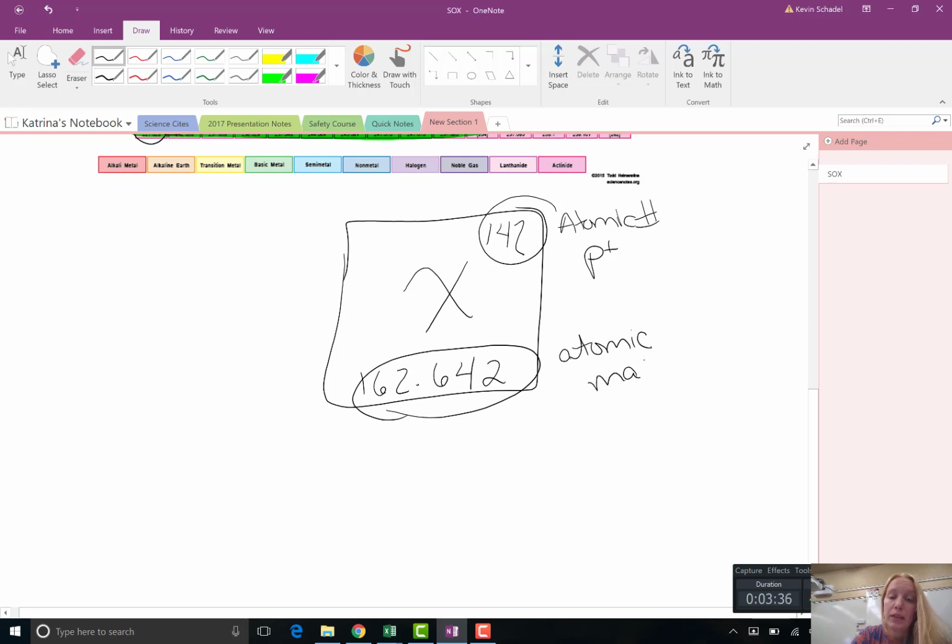This here is our atomic mass. It's the weighted average of all the different isotopes of an atom. And if you don't know what an isotope is, just kind of hang on, we're getting there.